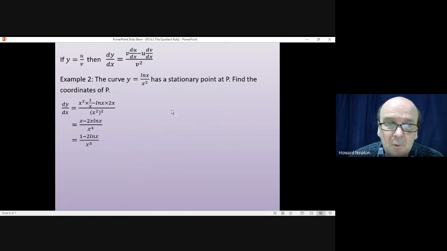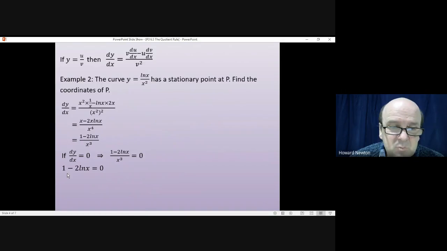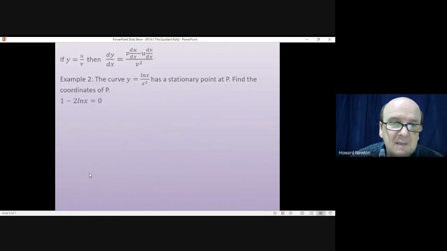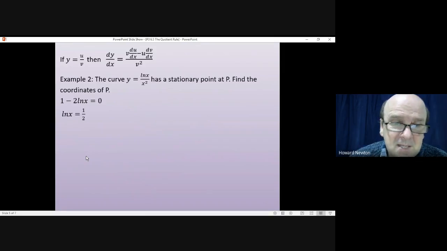To find the stationary point, we need to say, when does dy by dx equal 0? So we need to solve, when does (1 minus 2 log x) divided by x cubed equal 0? That can immediately simplify by doing 0 times x cubed is 0, which gives us 1 minus 2 log x must equal 0. Okay, that's what we need to solve. Moving the 2 log x over to the right-hand side and dividing by the 2 will give me log x is equal to 1/2. If ever you have to solve an equation with logs, you use powers.